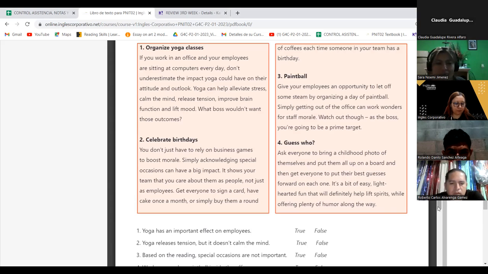¿Por qué? Because it doesn't calm the mind. No, al revés, because it calms the mind. Correct, it calms the mind. Very good. Number three, based on the reading, special occasions are not important. True or false?